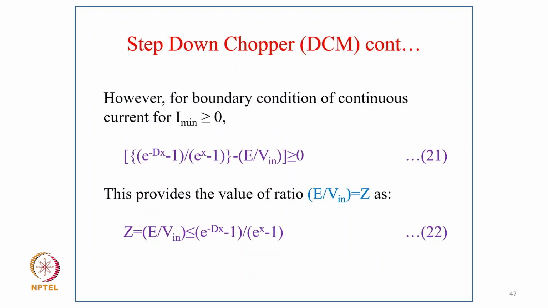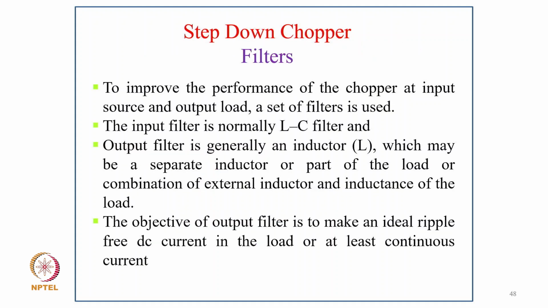However, for the boundary condition of continuous conduction, for I minimum greater than or equal to 0, that is (e to power minus D x minus 1) divided by (e to power x minus 1) minus E upon V in, that should be positive, greater than or equal to 0. So this provides the value of the ratio E upon V in equal to z, where z is equal to E upon V in, and must be lesser than (e to power D x minus 1) divided by (e to power x minus 1). So now coming to the filters, design of filters for the step down chopper.